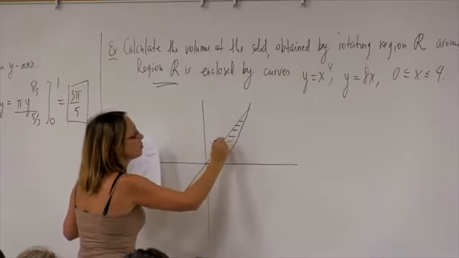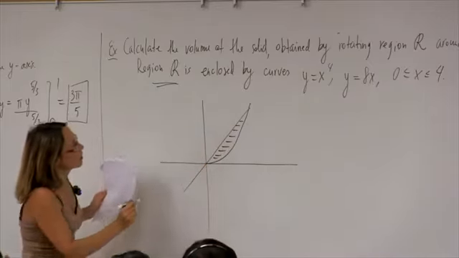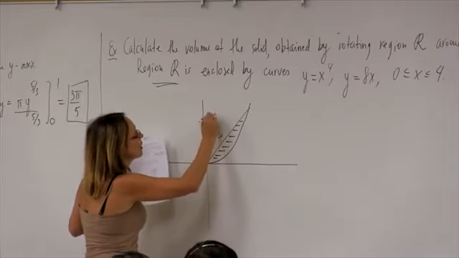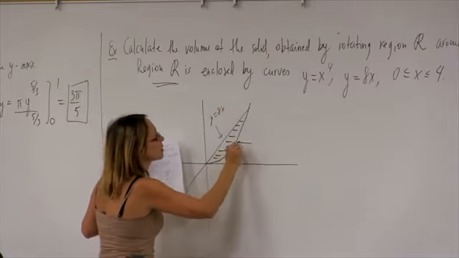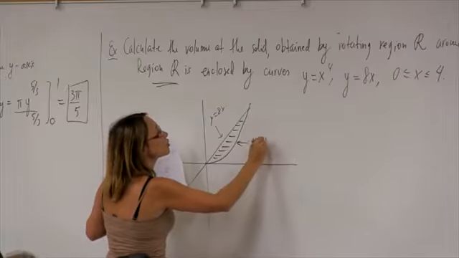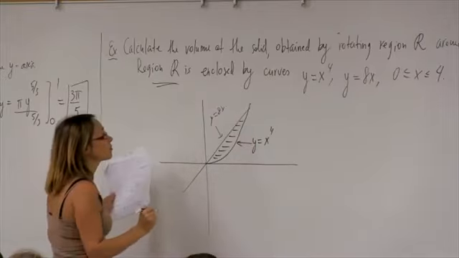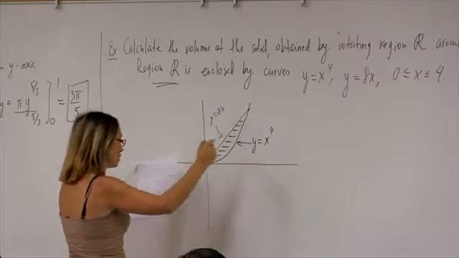And this is region R. So this is y equals 8x. This is y equals x to the fourth. Okay. Let's find the intersection.